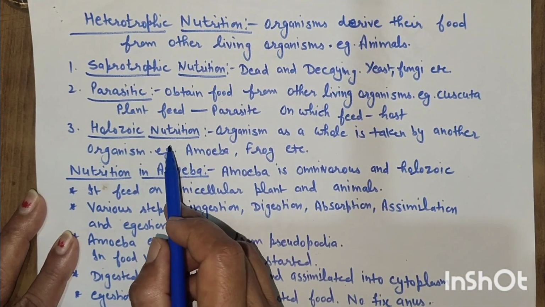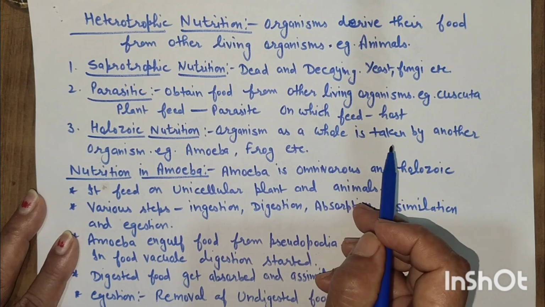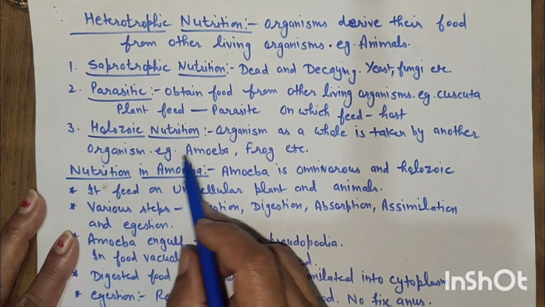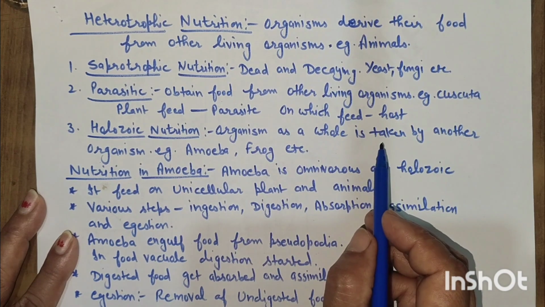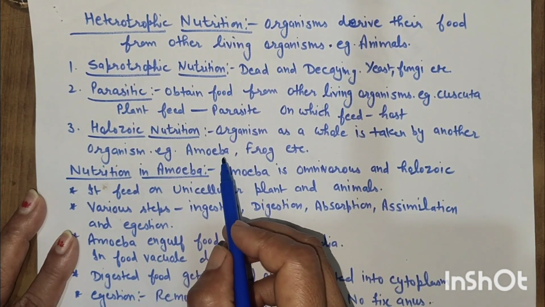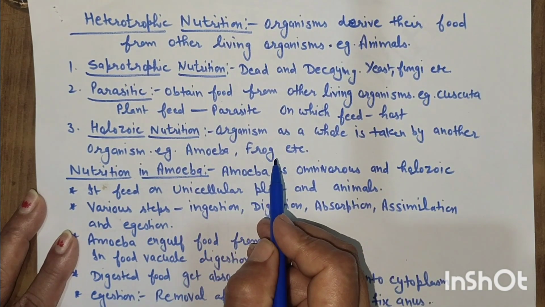Holozoic mode of nutrition. Here the organism is taken in as a whole by another organism. In this mode of nutrition, the whole animal is taken in by another organism, like the amoeba.